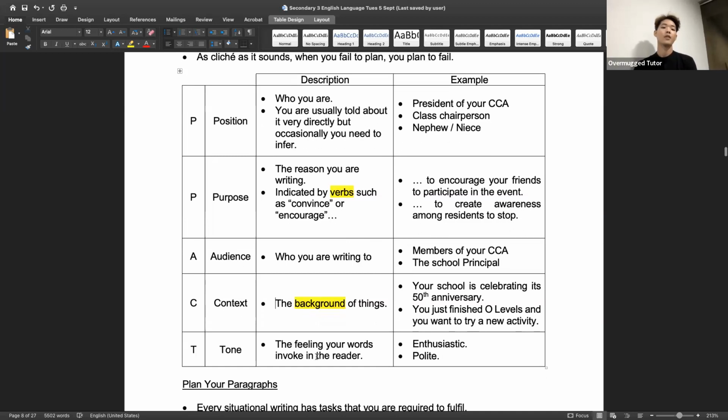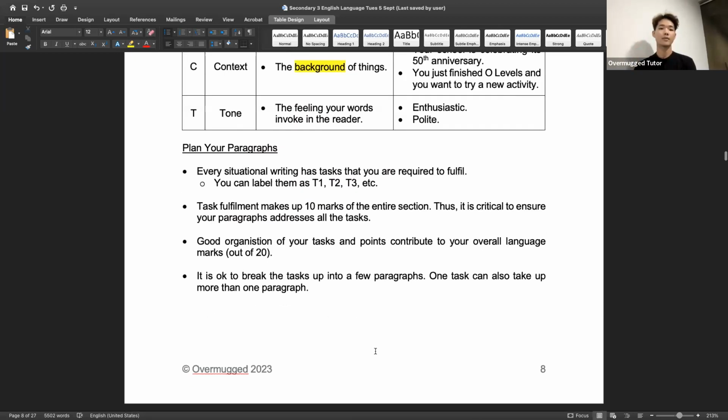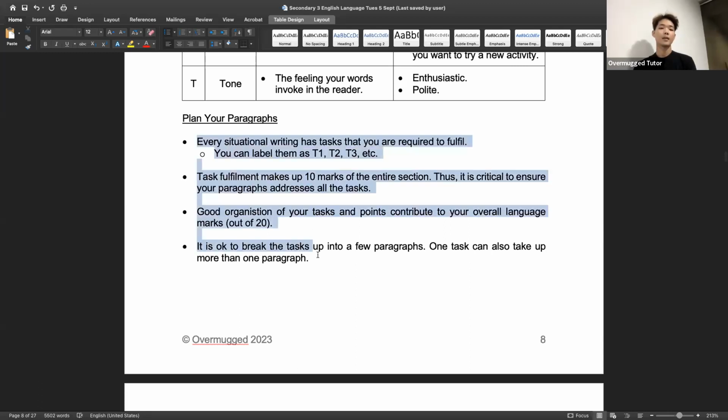Okay. For tone, you also need to know because different types of tone require you to use different linguistic techniques to demonstrate your awareness of the tone. You don't just say, oh, tone is enthusiastic. Then you must ask, how do I demonstrate it? So you will use some linguistic features to show your awareness of the tone. And normally I'll go through all the different types of tone, but we don't have time. So yeah. Okay. Planning a paragraph, go and plan.